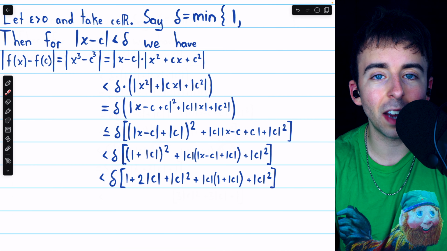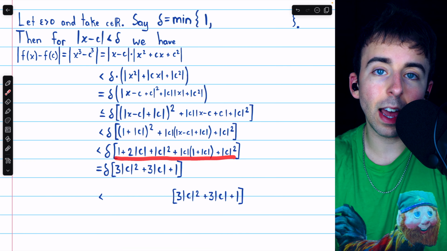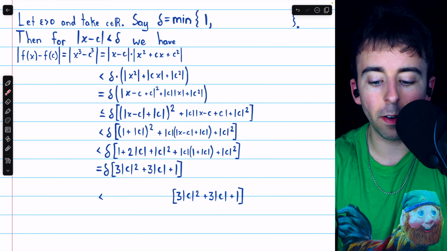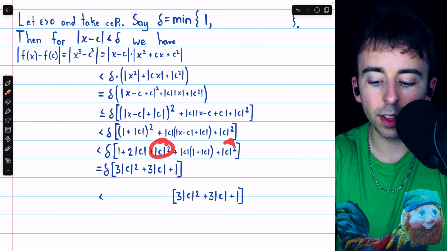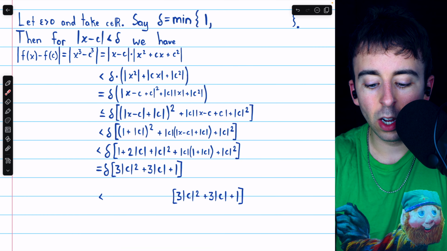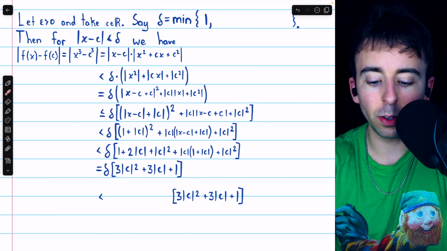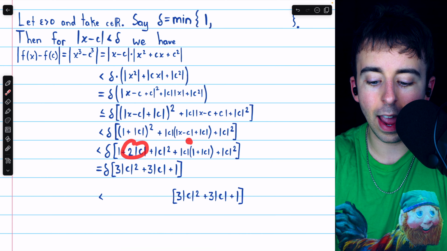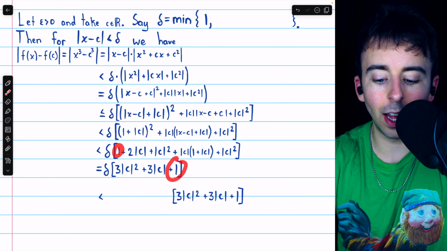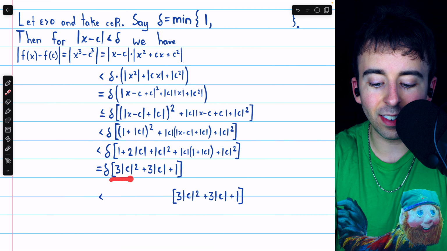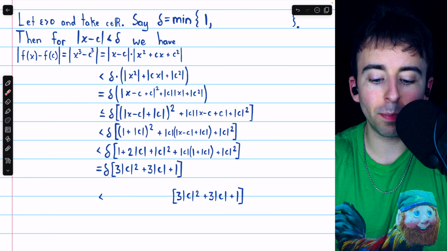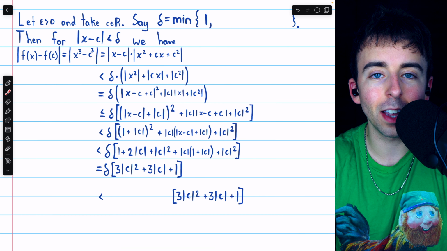Now just a couple more steps. Combining like terms inside of these brackets gives us 3 times the absolute value of c squared, because we have this one, and this one that comes from the distribution. We have plus 3 times the absolute value of c because of these two, and this one that comes from the distribution. And we have plus 1. Now this is a fixed constant. So finally, we know the rest of our specifications for delta.